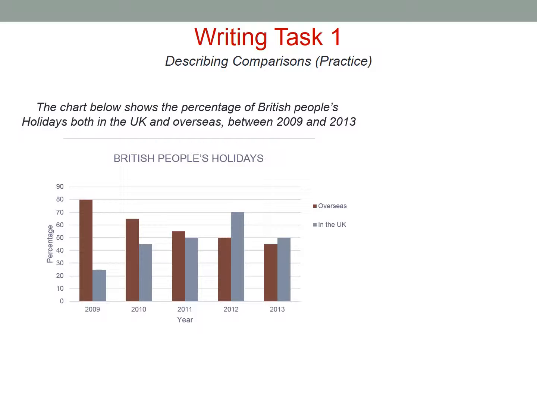Okay, so now I'd like you to practice writing a comparative sentence to describe one of the datasets in the chart shown. You should pause the video now to give yourself time to write.